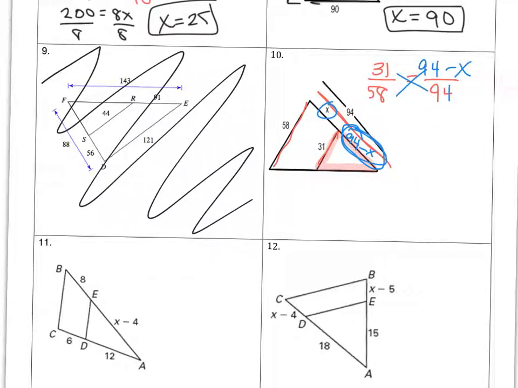So now I'm going to cross multiply. 31 times 94 is 2,914. And then I'm going to do 58 times 94 is 5,452 minus 58x. Let me write that a little prettier.